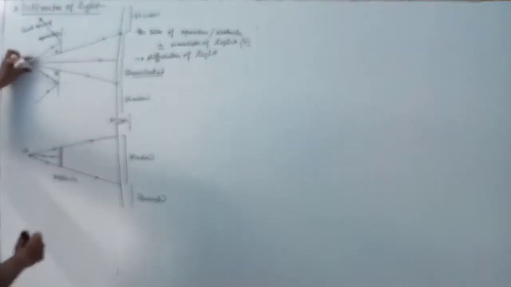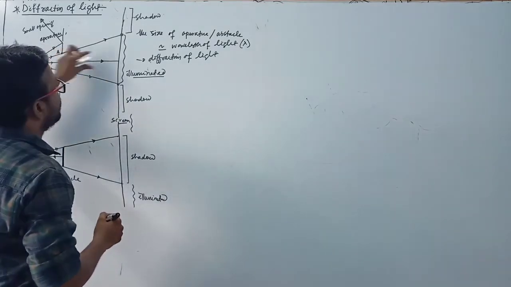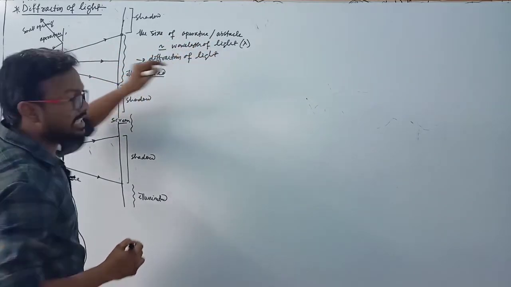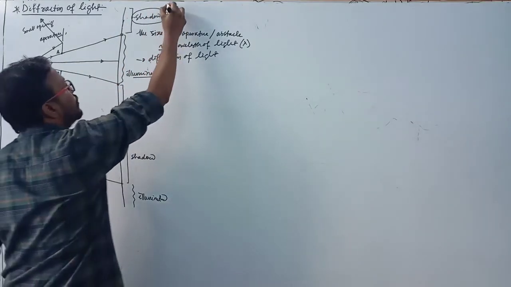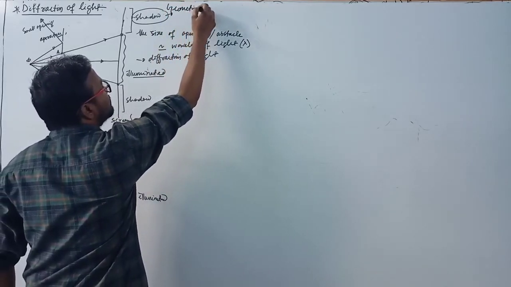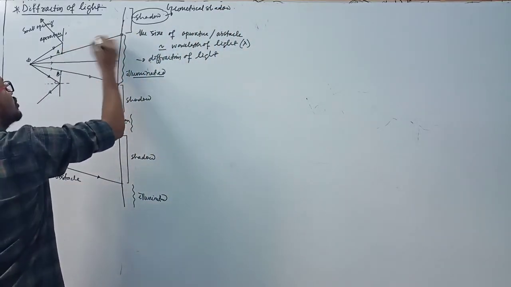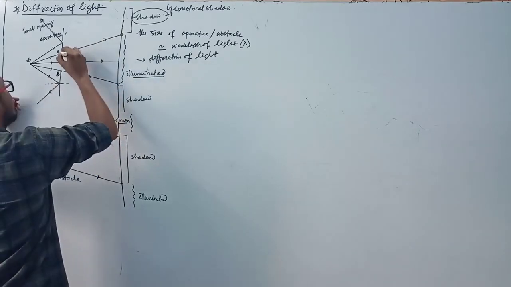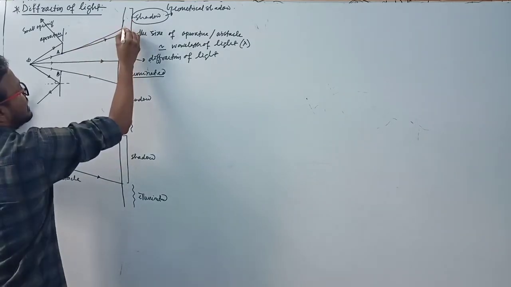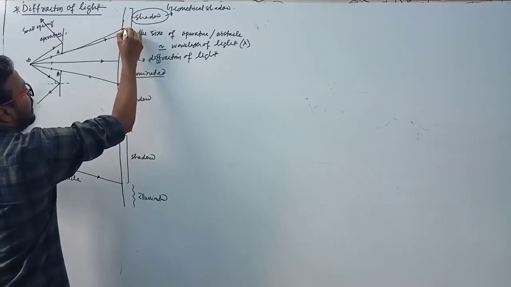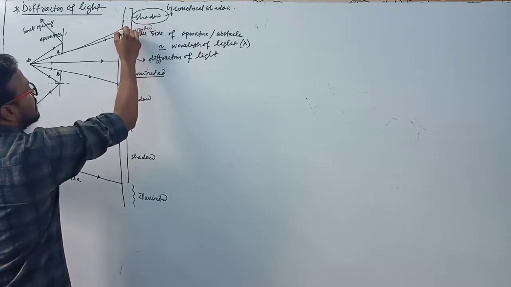Diffraction means when light passes through a small aperture, and due to the size of the aperture being equal to the wavelength of light, it spreads towards the shadow region. This is known as the geometrical shadow. Light just spreads towards the geometrical region. That means here light bends in this direction. Clear? And now this region is illuminated due to diffraction. This region is now an illuminated or bright region.